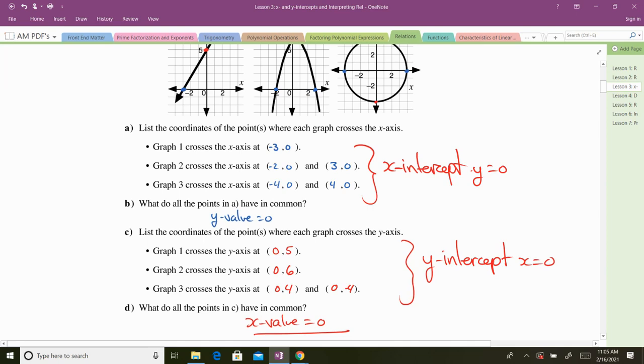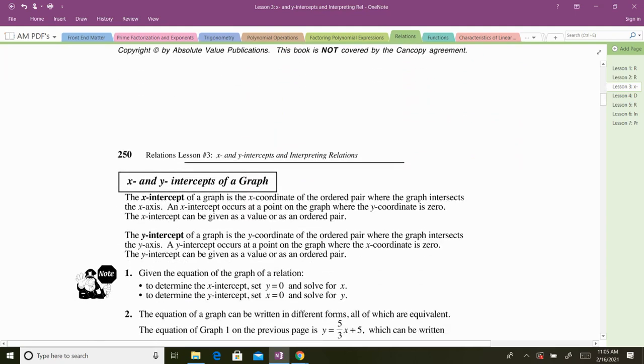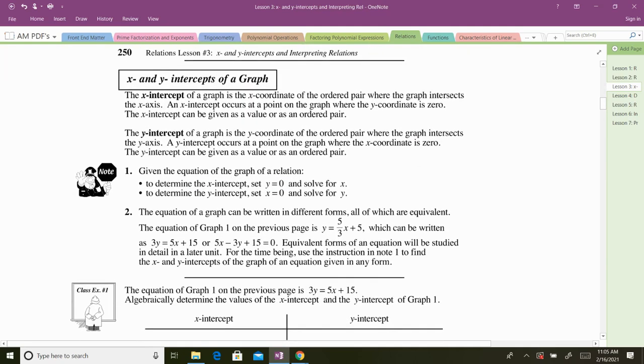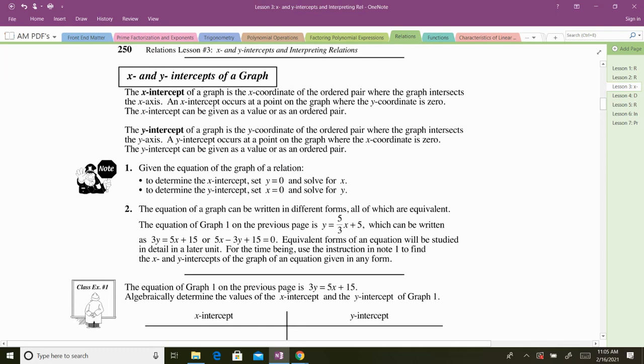You need to remember that. Those 2 points you need to remember. Put them on your study guide, whatever. You need to remember these 2 points. Okay? And it's summarized on the next page, x and y intercepts of a graph. Remember it or write it down.